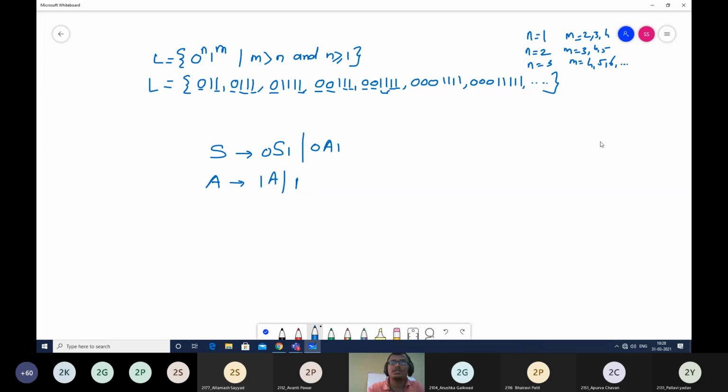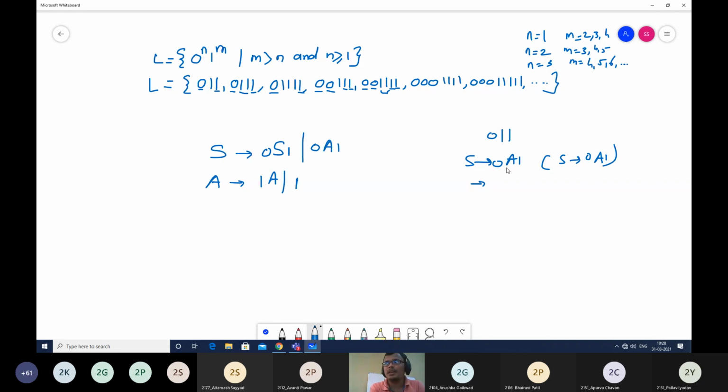So my dear students, now see, if I ask you to process a string like 011, I have only one 0 and 1 1. So directly I'll apply S gives 0 A 1. Which production rule am I using? S gives 0 A 1.